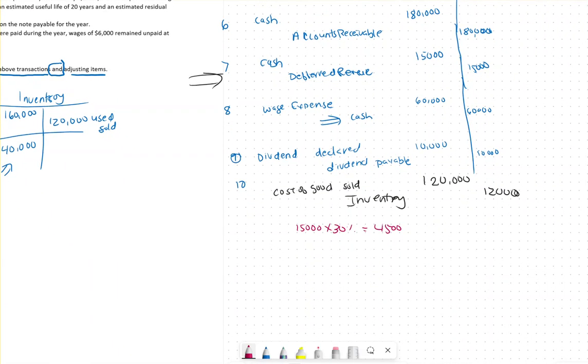So now it becomes your earned revenue. So I will debit my deferred revenue, and credit will be your sales revenue. And that is my 4,500.